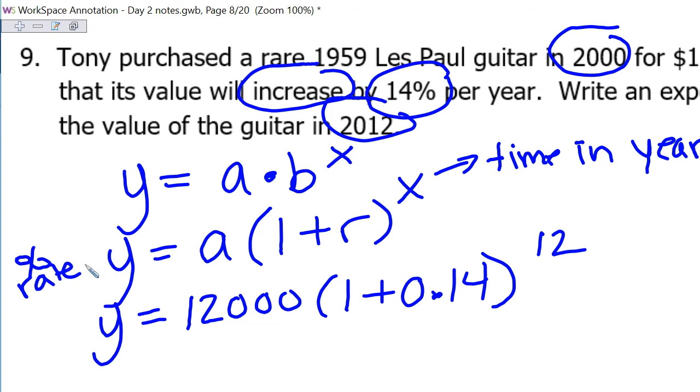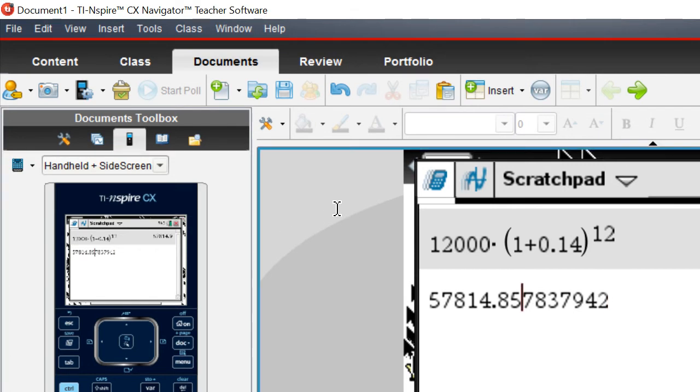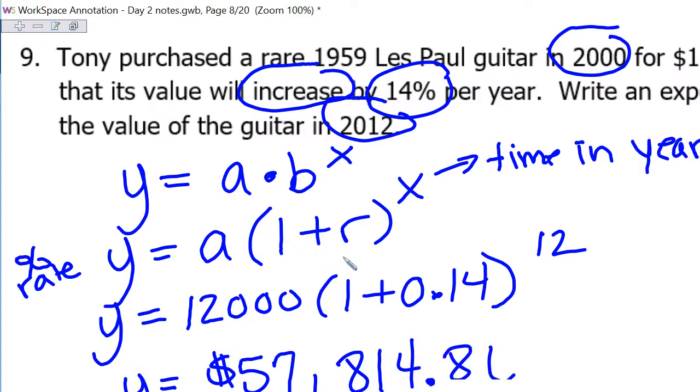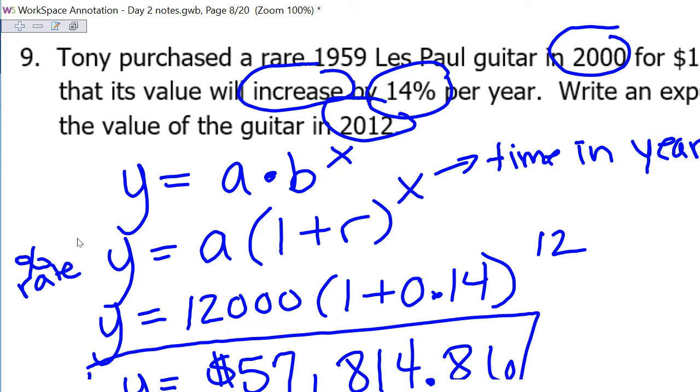57,000, was it 814? Now I have to figure out how many cents. If I'm rounding for money, how many decimal places do I need? 2. So make sure for money you have 2 decimal places. Behind the decimal place I see an 85, but behind that 85 it's a 7. So does it round up or stay the same? Rounds up. So instead of 85, it rounds up to 86. So it's $57,814.86. Now, was that hard? No, it's just using a formula, putting numbers in the correct place.